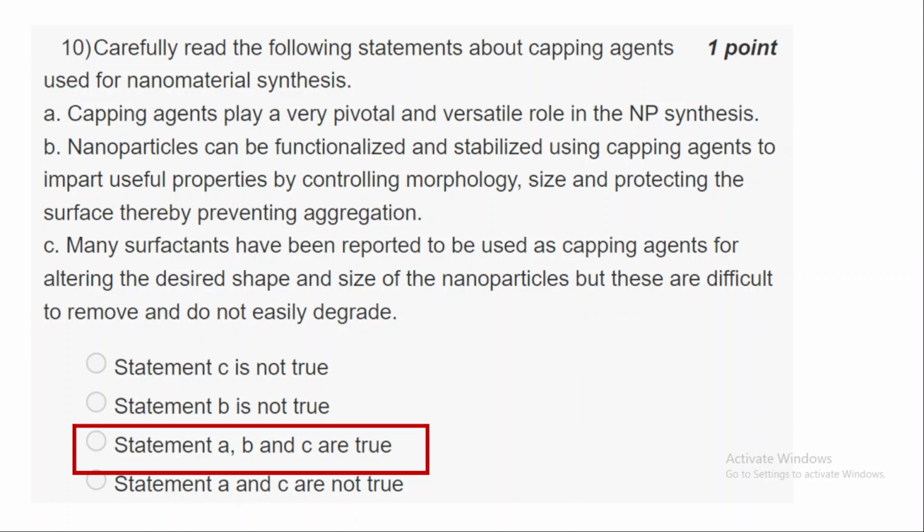This is also true. Surfactants are used as capping agents, but they are difficult to remove from the environment and also from the nanoparticle, and they are not very biodegradable. That's why they cause harm to the environment. Let's see what a capping agent is, to refresh. Capping agents are defined as binding molecules that are used in minute quantity for the synthesis of nanoparticles.